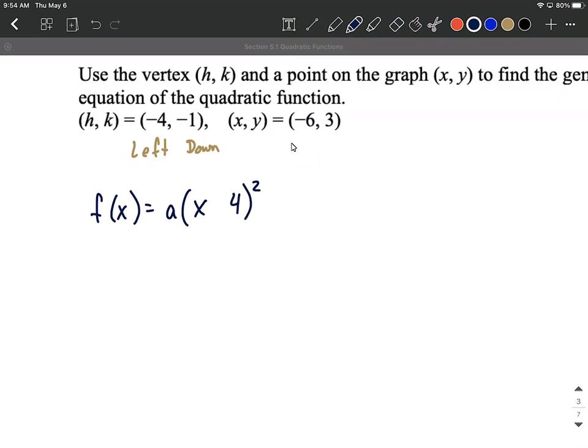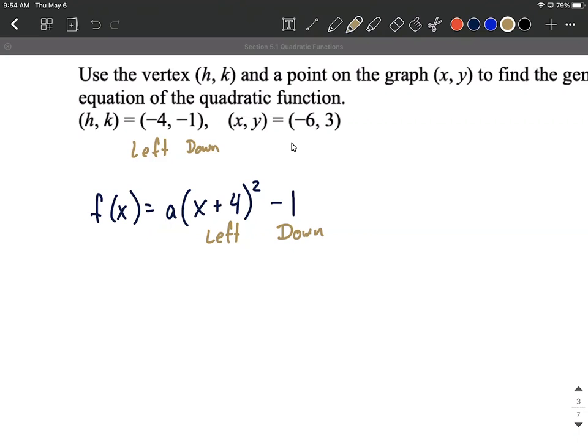So moving left and right is kind of counterintuitive. We're going to add 4 directly to x to move it left 4. And then we want to move everything down 1, so I'm going to put a -1 attached to the entire function. So this moved left and this moved down. All right, so good start, but we haven't accounted for it going through the ordered pair -6, 3.